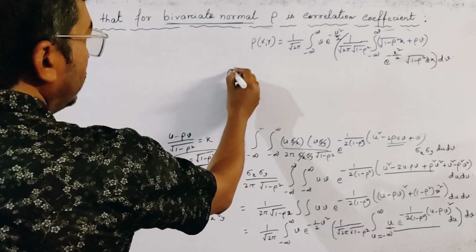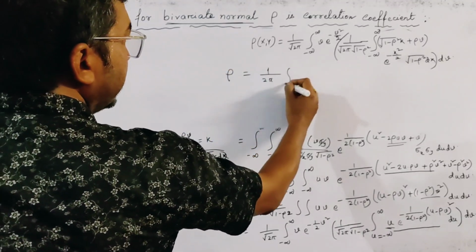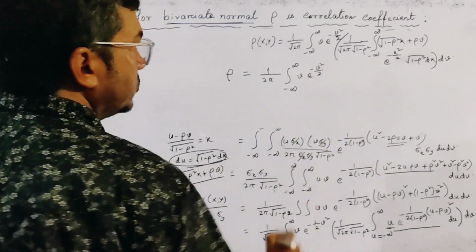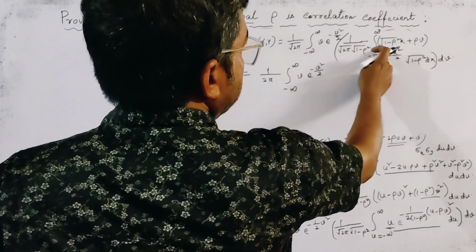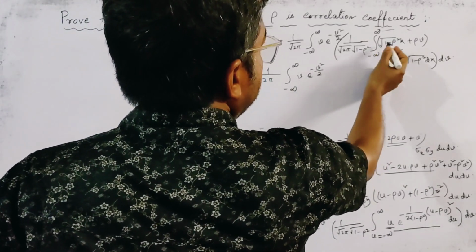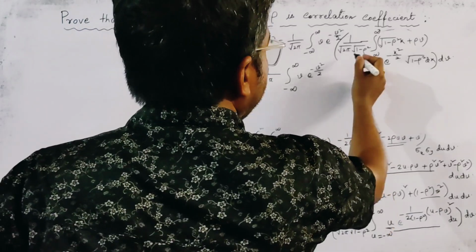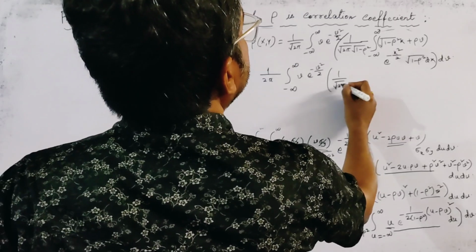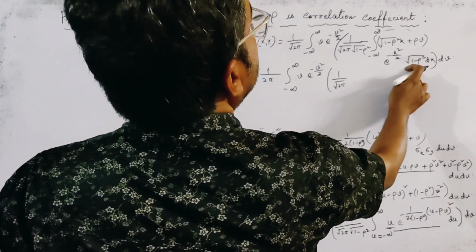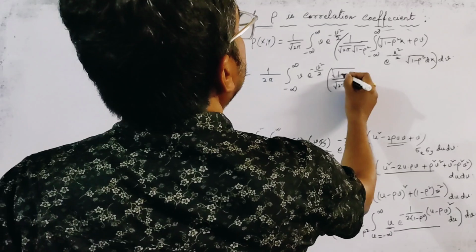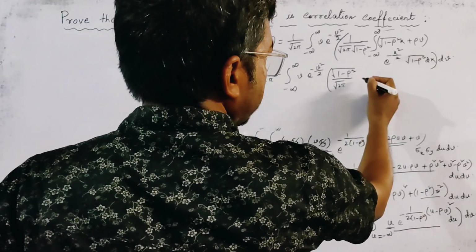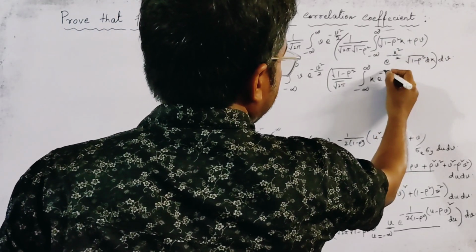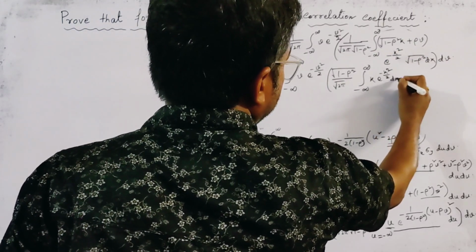So we get the value of rho as 1 by 2 pi, integration minus infinity to infinity, v e to the power minus v square by 2. From the first term, if we multiply, then this term and this term cancel out. Okay, and we get the result as 1 by root 2 pi into, here we get root 1 minus rho square for the first term, and this is integration minus infinity to infinity k e to the power minus k square by 2 dk.